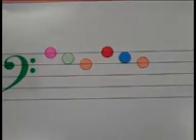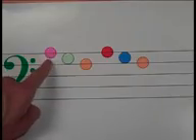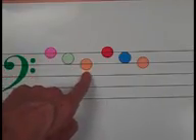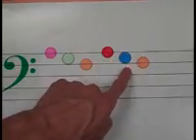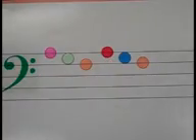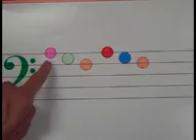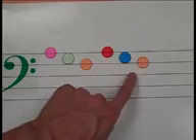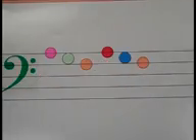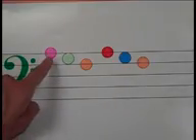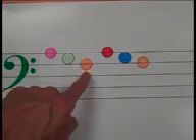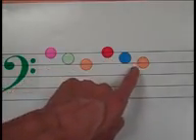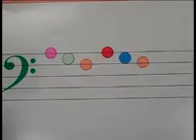Good, now let's say the letter names. My turn first. A, G, F. A, G, F. Now your turn. Point and say the letter names. Great. Now we'll sing it in solfa. It starts on mi this time. Mi, re, do, mi, re, do. If you said this song is Hot Cross Buns, you're correct.